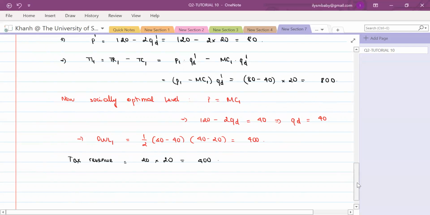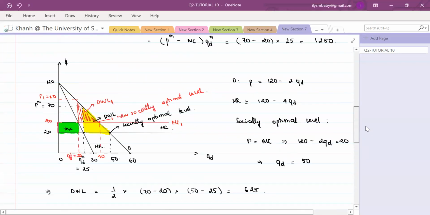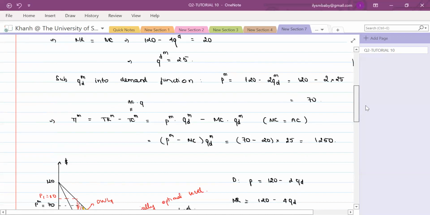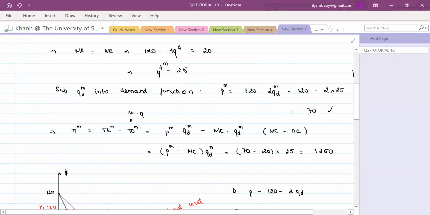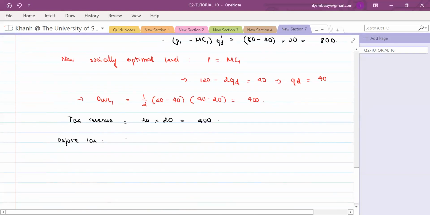Okay, and who is bearing the incidence of tax? So, before tax, the price in the market is $70. This is the price charged by the monopolist, and this is the price paid by the consumer, so that's the same price. So before tax, the consumer pays PM, which is $70, and the monopolist receives $70.